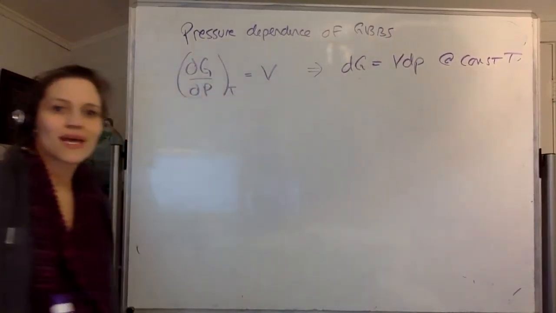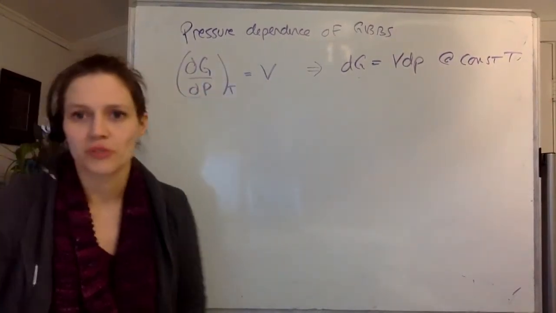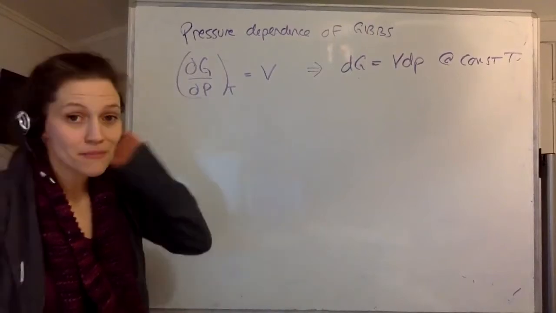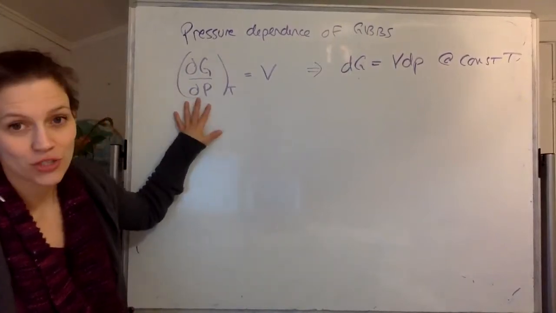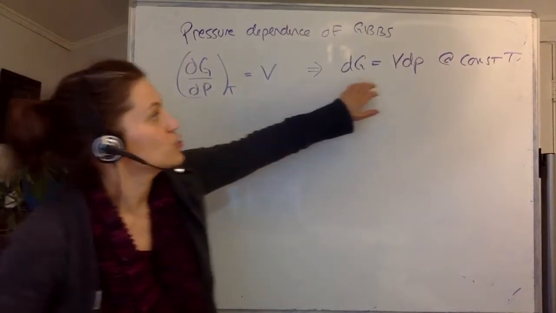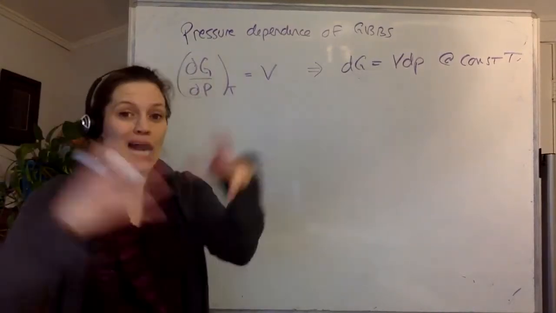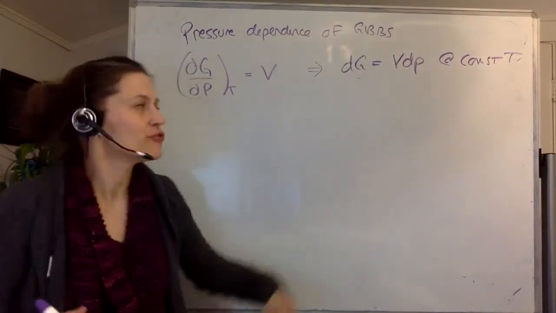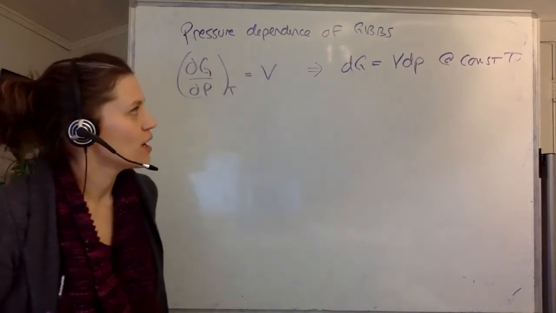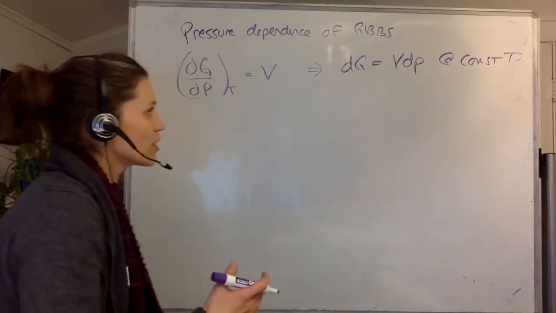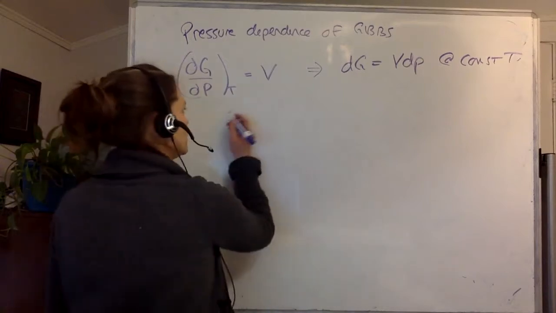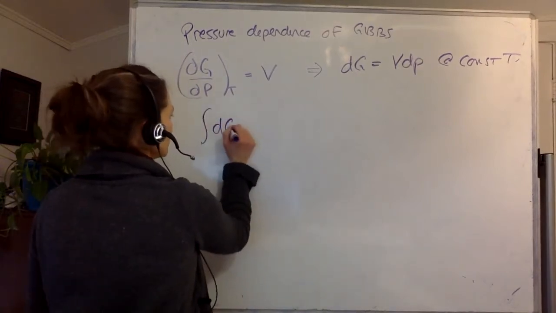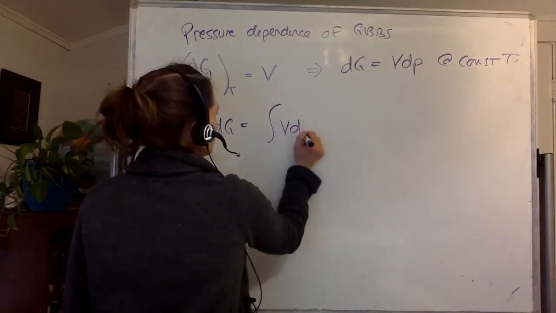So you can make this step if you make the assumption that your process is going to be under constant temperature conditions. You can go from the partial derivative of G with respect to P to the integral, which is really undoing, it's called the antiderivative. dG is equal to V dP. So if I want to know how does my process change when I change the pressure, I can say, all right, well, dG is equal to the integral of V dP.